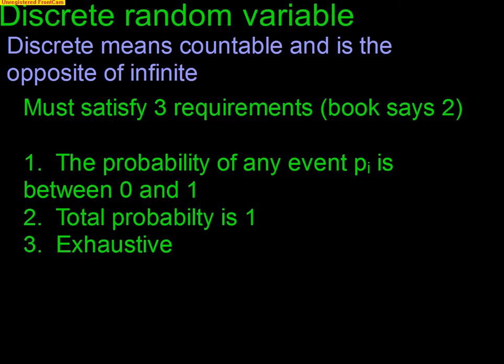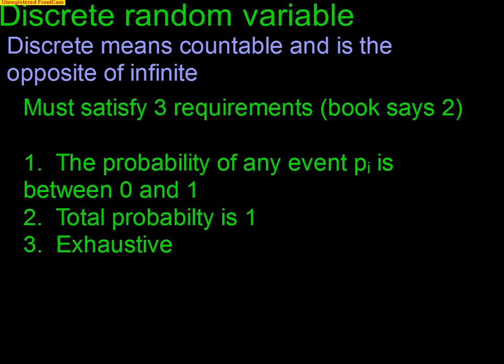Okay, now we're going to talk about a discrete random variable. So we talked about random variables, and now this is a type of random variable. It's discrete. Discrete means countable. It's the opposite of infinite. There's 3 requirements. The book says there's 2, but actually there's 3.